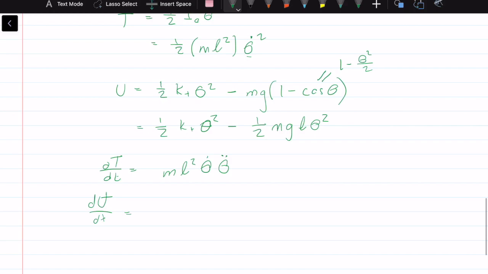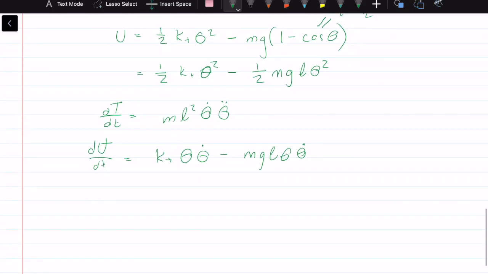Okay, similarly with dU/dt, differentiating this in terms of time, we're going to have kt theta, okay, and then theta dot, minus mgl theta. Time derivative of theta is theta dot. Okay, now we just put these two together.